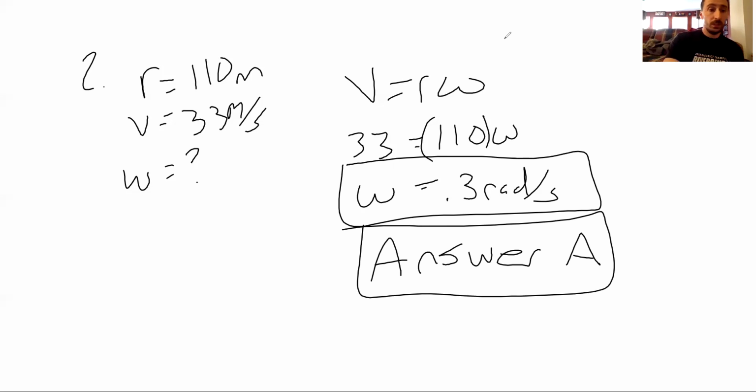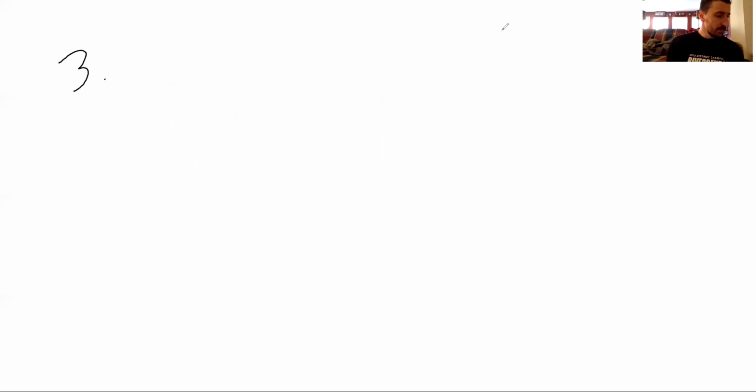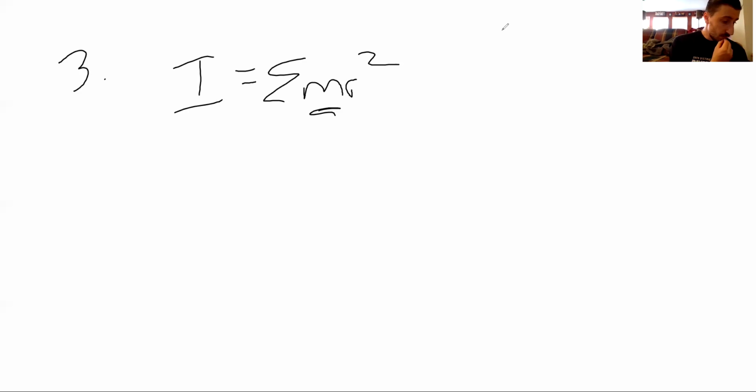We're rolling. Number three says, which of the following statements are true about an object's rotational inertia? Select two answers. All right, so let's go ahead and look at the possible answers. Rotational inertia is proportional to the object's mass regardless of choice of axis. So if we look at our equation for rotational inertia, mass is in there, so it seems like A is going to be true.